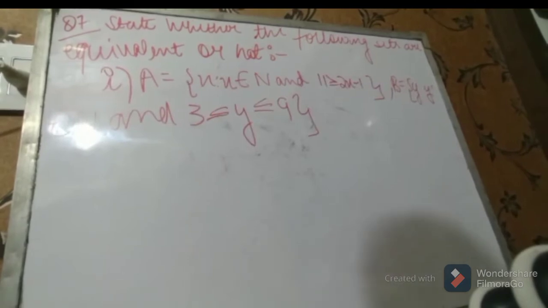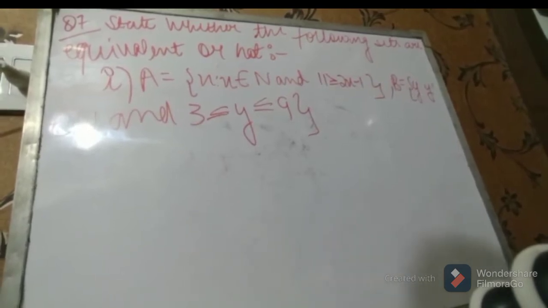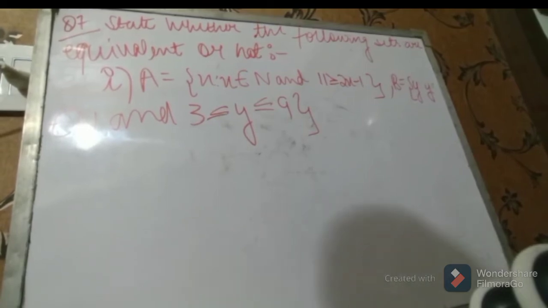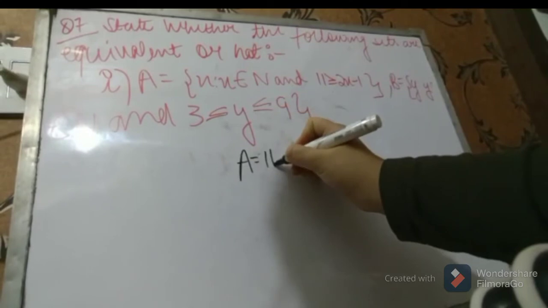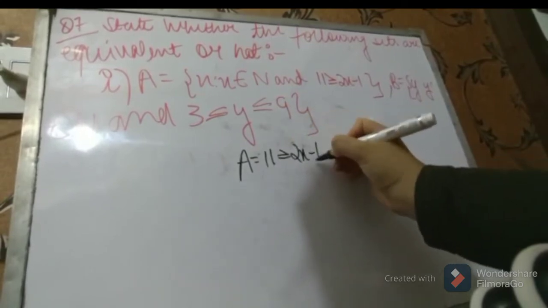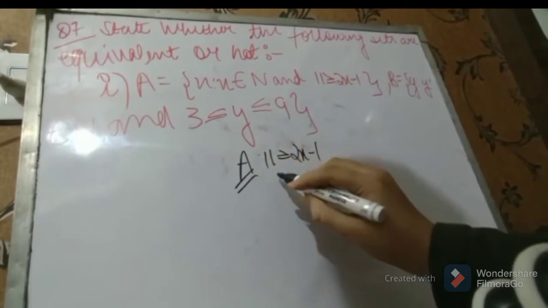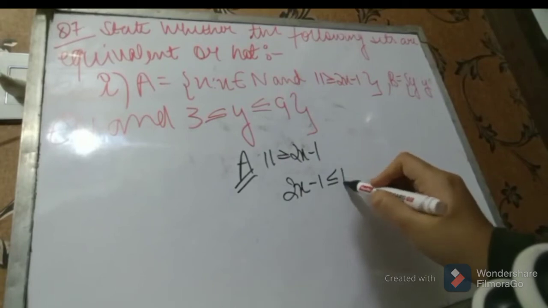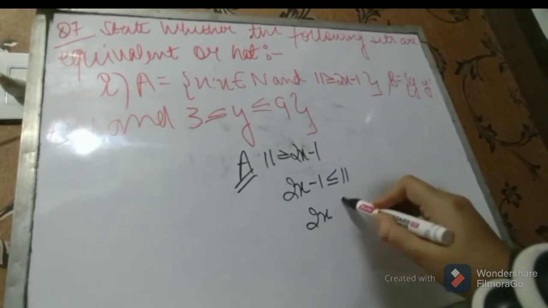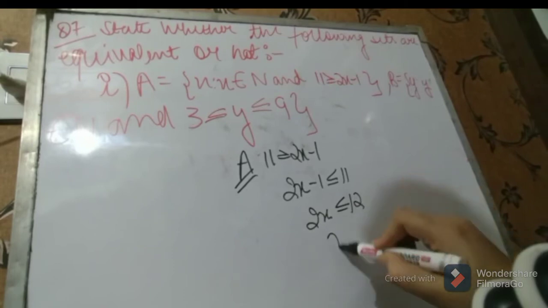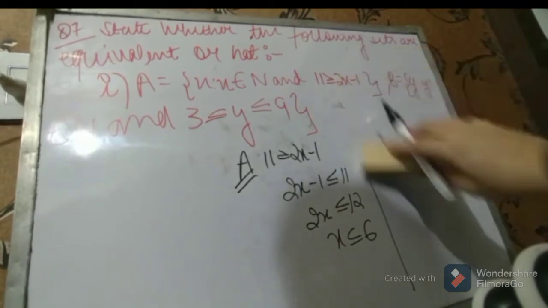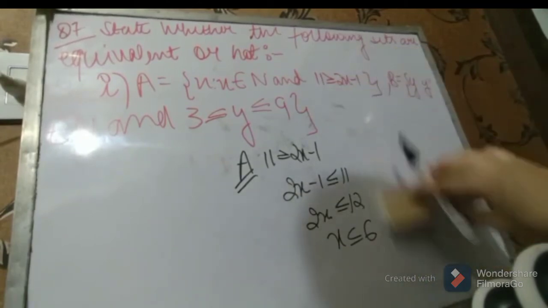So if we observe the first question, A is x such that x belongs to N, and N stands for natural numbers, where 11 is greater than or equal to 2x minus 1. So first let's solve set A. 11 is greater than or equal to 2x minus 1, right? This is set A. So 2x minus 1, then 11, then 2x, then 12, x greater than or equal to 6, right? So x is less than or equal to 6.